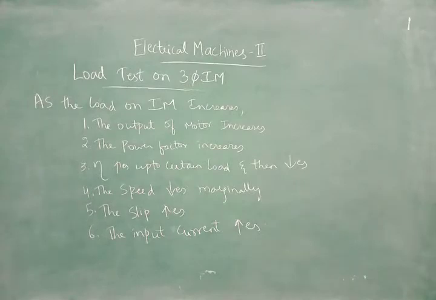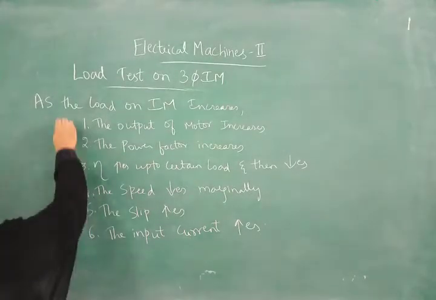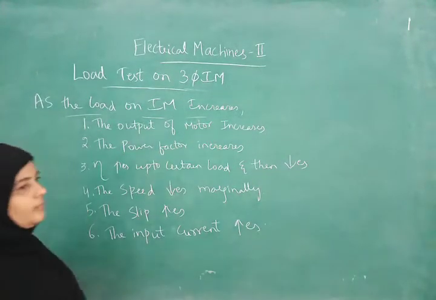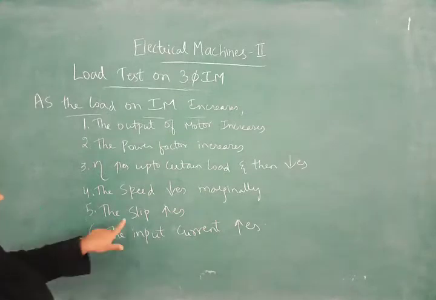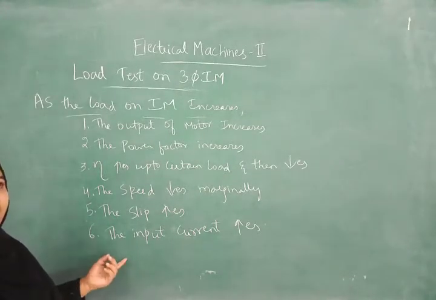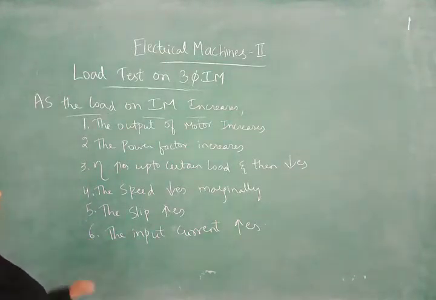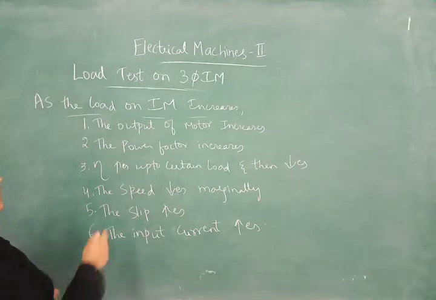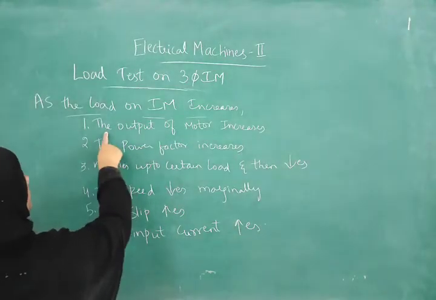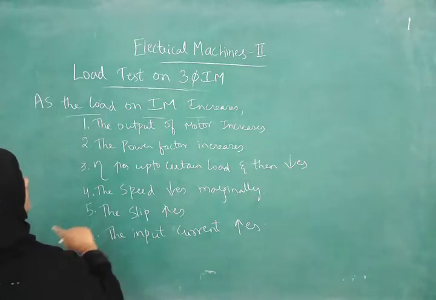As the load on the induction motor increases, what happens to all the parameters we are going to see now. Already we know this point that as load increases, speed will decrease and slip will increase, and torque increases, and input current also increases. Power factor and output power of the motor also increase. So what are the various parameters which are increasing or decreasing? We are going to see now.